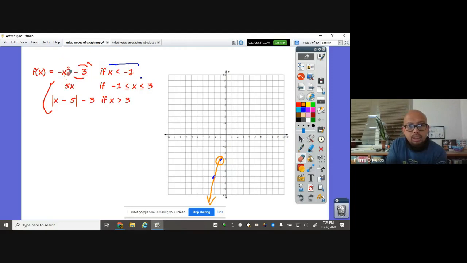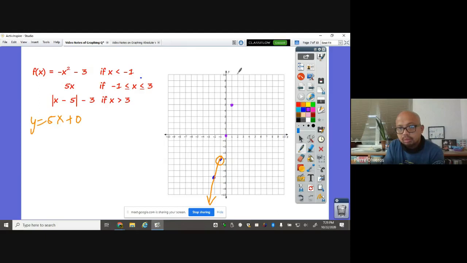Then the next one here is 5x. 5x is a linear function. y = 5x. That means the slope is 5, the y-intercept is 0, so you start at 0 there, and up 5: 1, 2, 3, 4, 5 over 1. Then you can go down 5: 1, 2, 3, 4, 5 down 1. It's right here. Okay, you will connect those points from -1 to 3. The 3 is right here.